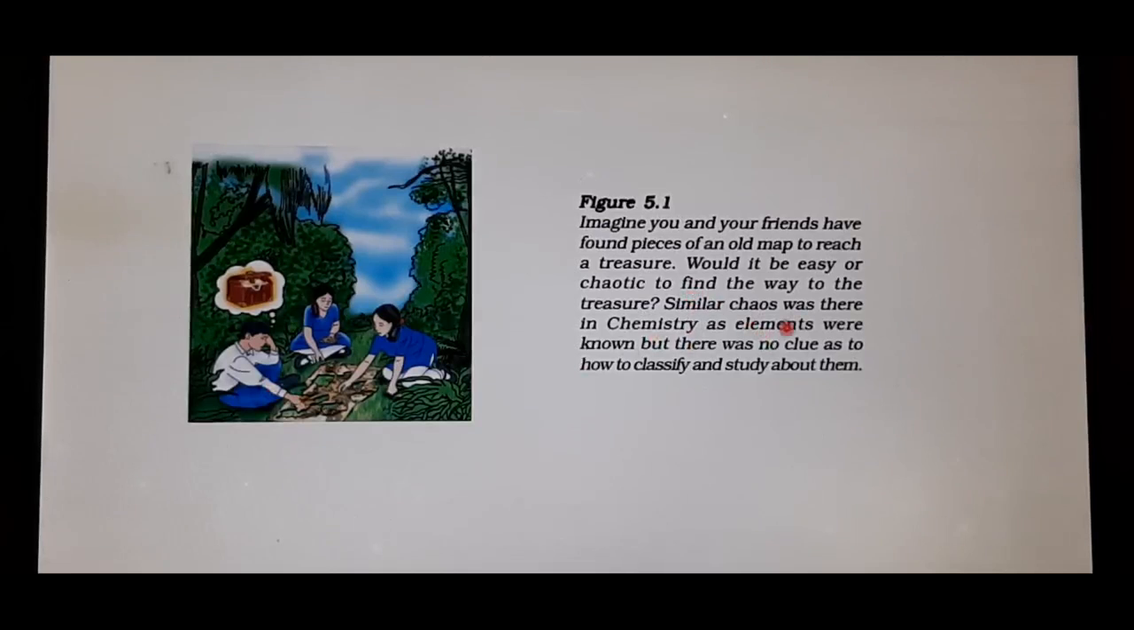Similarly, there was chaos in chemistry, as elements were known but there was no clue as to how to classify and study them. So many elements were there, but it was very difficult to classify them, whether they are metals or non-metals or by other properties, and also how to study them. That's why there is a need for a periodic table, so that all the elements which have similar properties can be grouped together, and studying also becomes much easier.